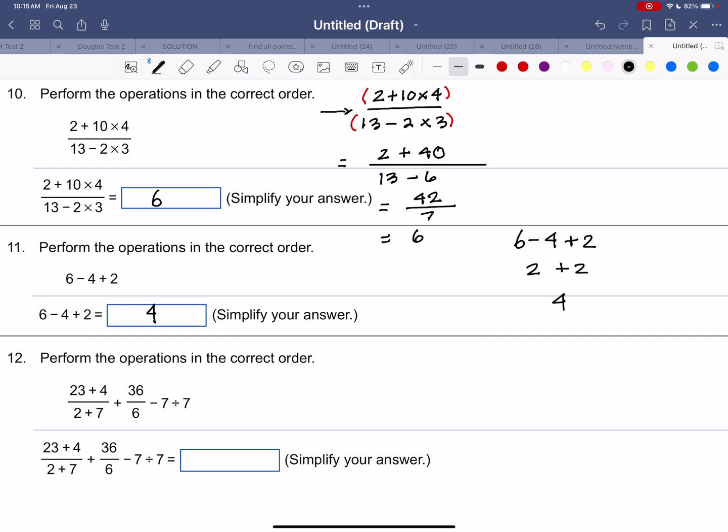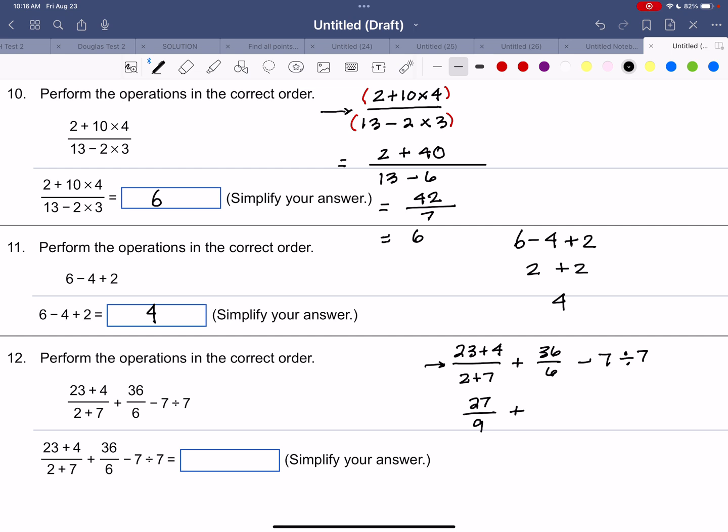And the last one. I'm going to copy the problem. 23 plus 4 is in my first numerator, and it is over 2 plus 7 plus 36 over 6 minus 7 divided by 7. Well, I've got add and subtract and divide and divide. Now this fraction bar here, I need to do the top and bottom separately first. So 23 plus 4 is 27. 2 plus 7 is 9.